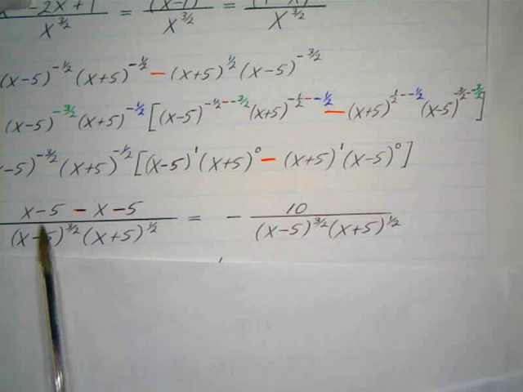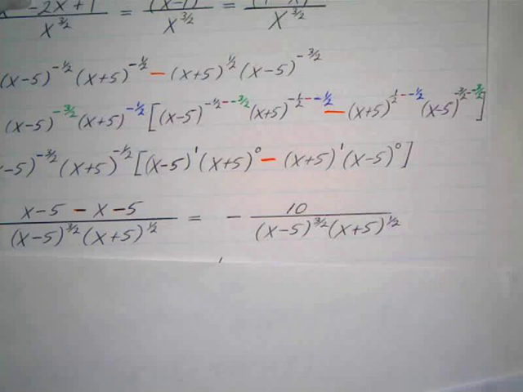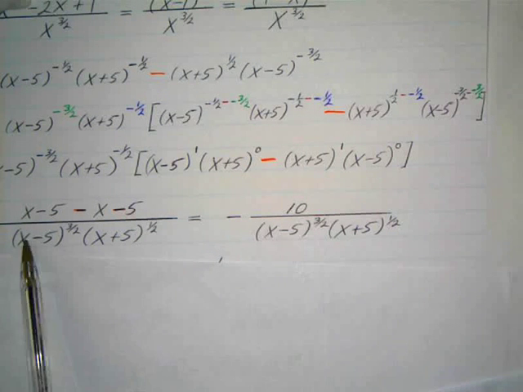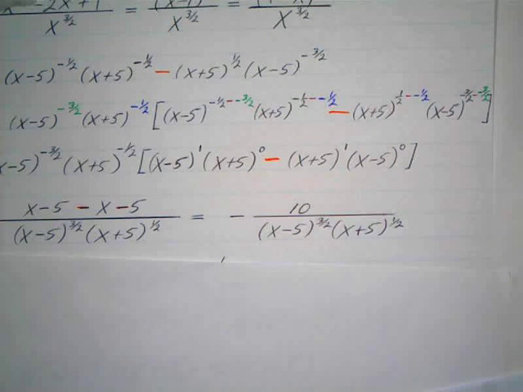Okay, so the x's cancel. Negative 5 and negative 5 is negative 10, and then we bring the minus sign out in front. So this is my negative 10. I just have the negative sign in front of the fraction. And the denominator stays the same. Right? So there you go.